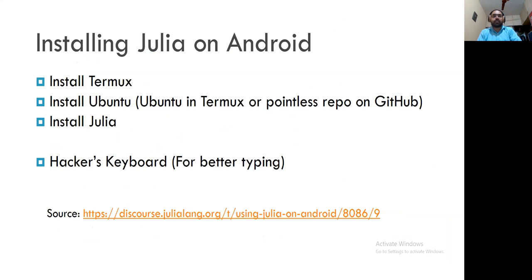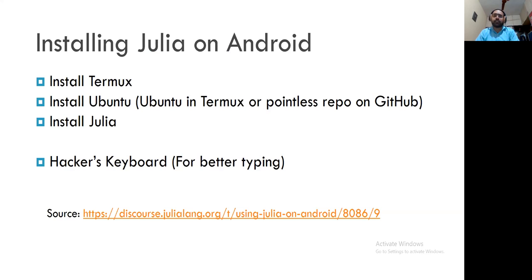Then you can install Julia on Android. It is also possible to install on iOS devices. So to install it on Android, you need to first install the terminal emulator called Termux. Then on top of Termux, you need to install Ubuntu. So there are two possibilities here.